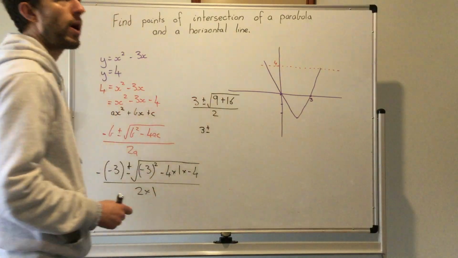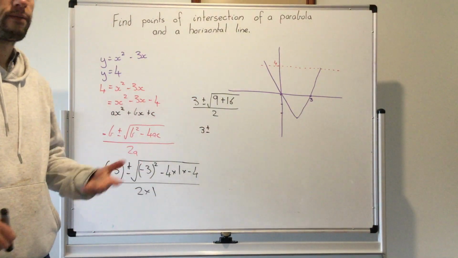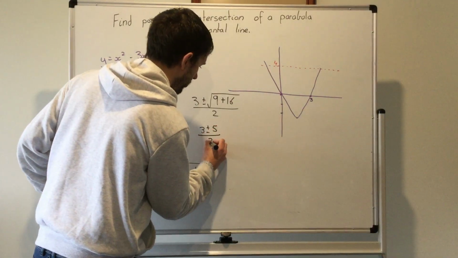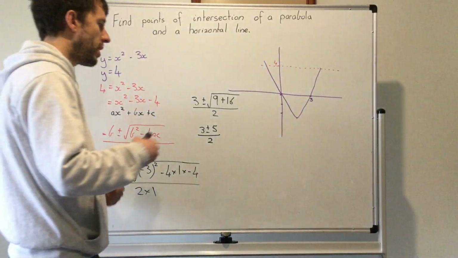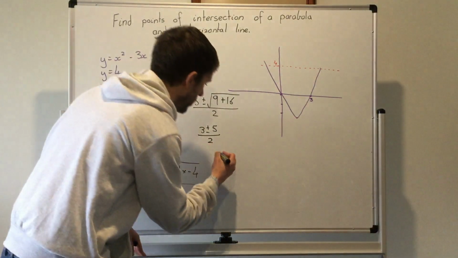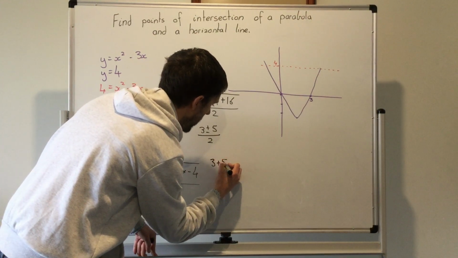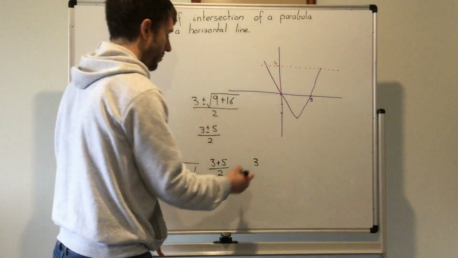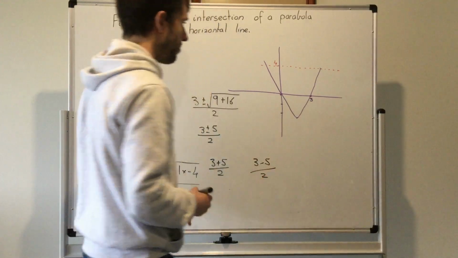If I've got the square root of 25, that just means 2 numbers that times together that equal 25, which will be 5. So that gives me 2 x values. One will be 3 plus 5 divided by 2, and the other one will be 3 minus 5 divided by 2.